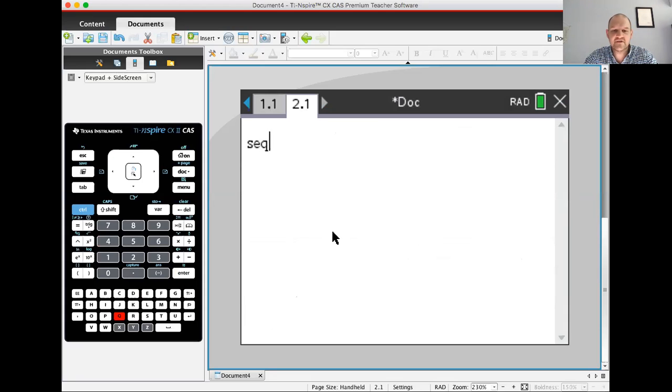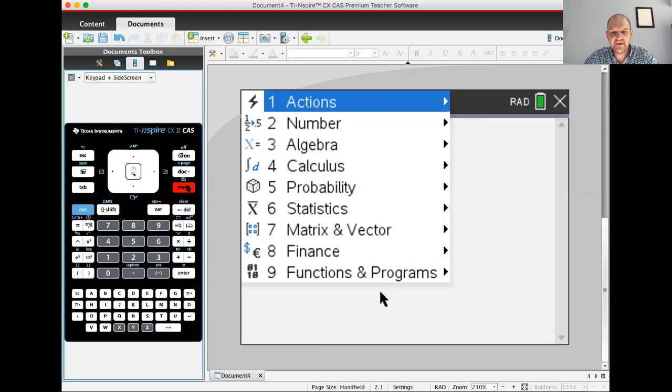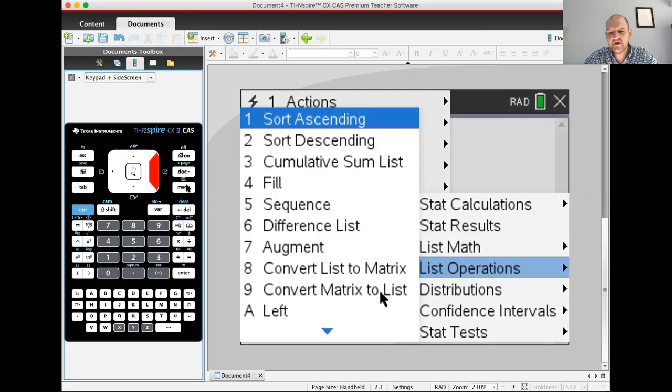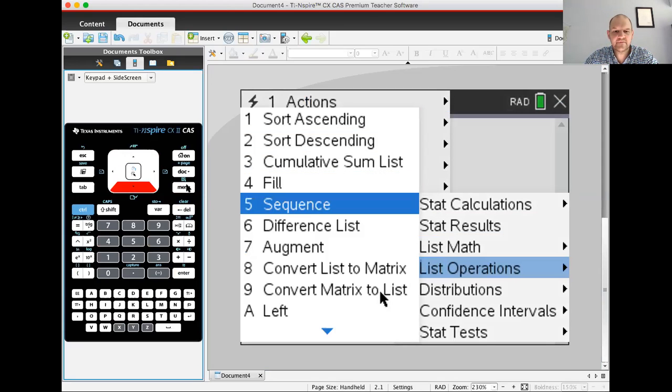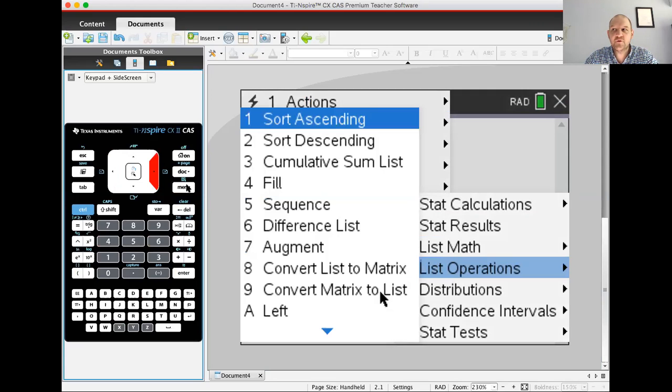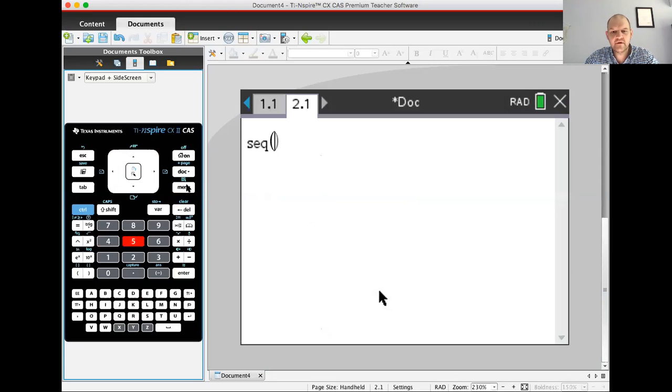So how do I make a sequence? I think the easiest thing to do is type SEQ, and then parentheses. I can never remember where it is because I exclusively do that. I assume it's in statistics and list operations probably. Sequence, yep. So what was that? 6, 4, 5.